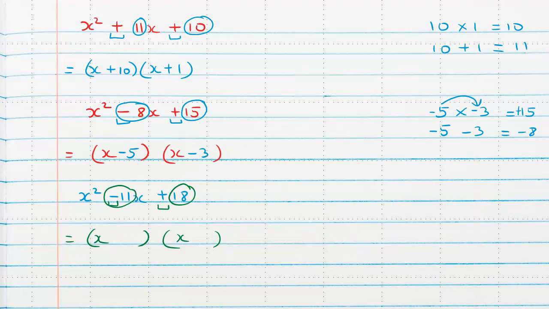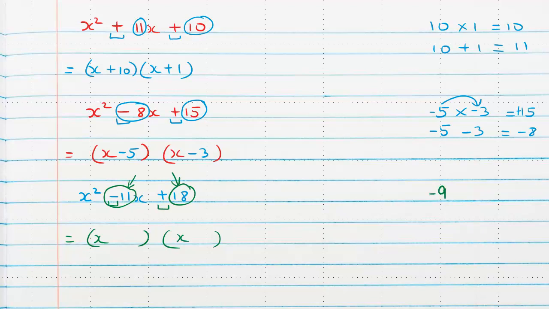Well, 5 and 6, but 5 and 6 don't multiply with each other to give us 18. So that is not the answer. So what is the answer? Well, we have 6 times 3, that is 18, but they don't add up together as 11. And the other option is 9 times 2.